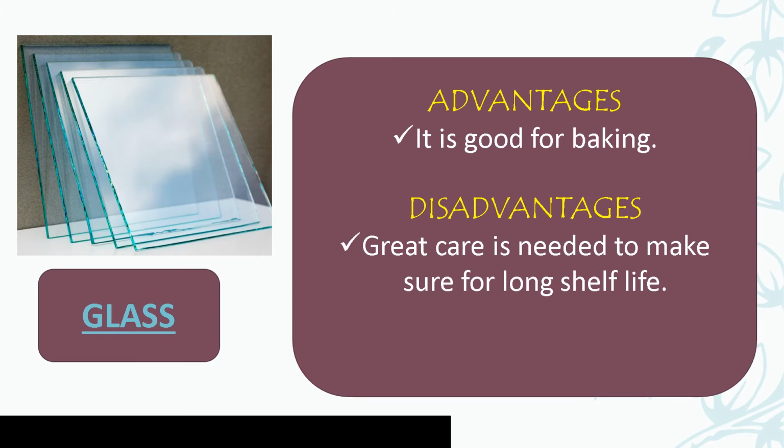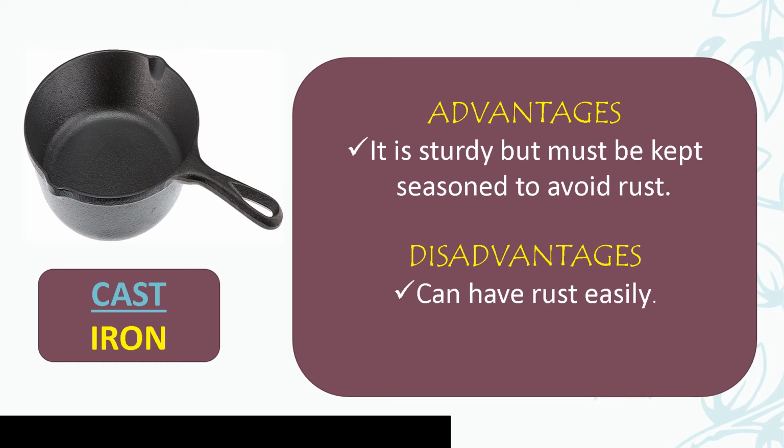Glass is good for baking, but it is not actually practical to use for cooking because it is breakable and fragile. So the disadvantage of this is you have to use great care to make sure that this glass can have a long shelf life. Next is the cast iron. The advantage of this is it is sturdy but must be kept seasoned to avoid rust.